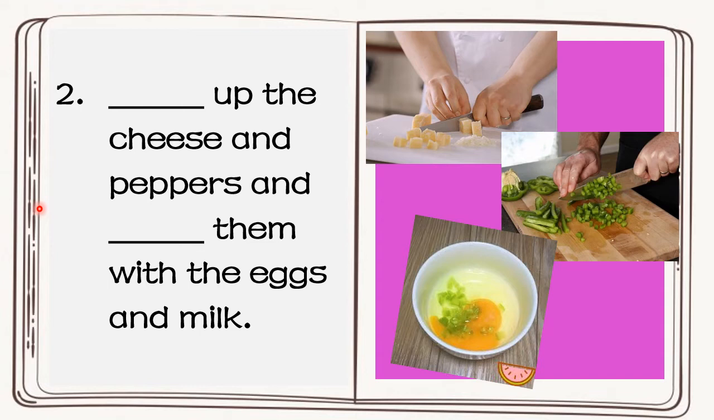Did you get your answers? Okay, now let's check your answers. Okay, the first one is cut up. Okay, cut up. Cut up the cheese and peppers and, okay, and what? Yes, and mix them with the eggs and milk.